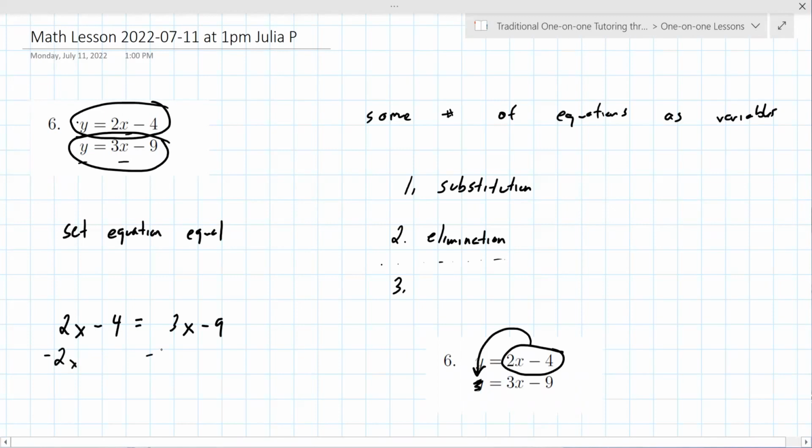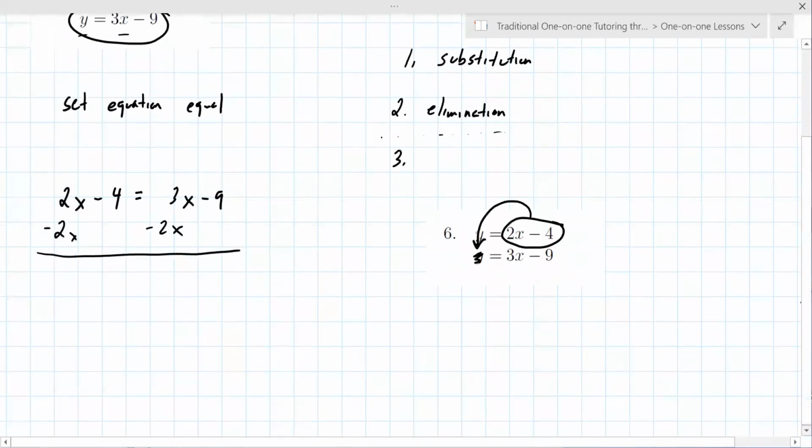So you'd subtract 2x from both sides. Got a little more room here. And so you'd have minus 4 equals x minus 9, add 9 to both sides, and you get 5 equals x.